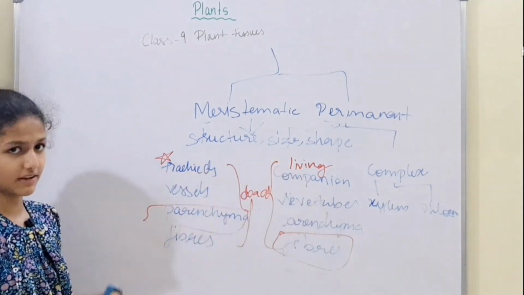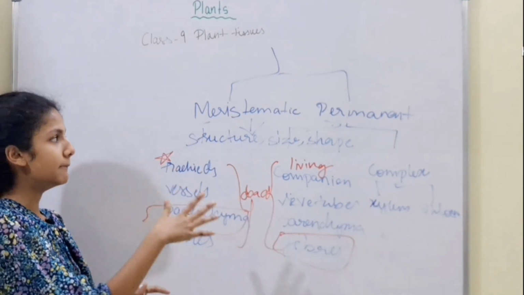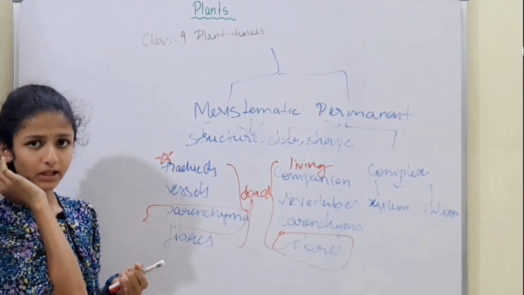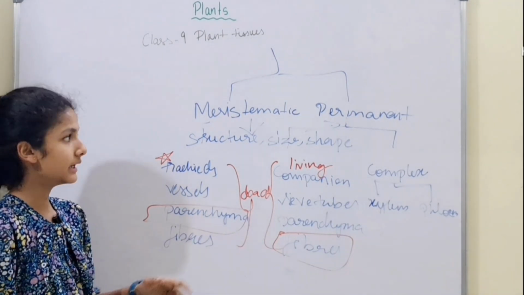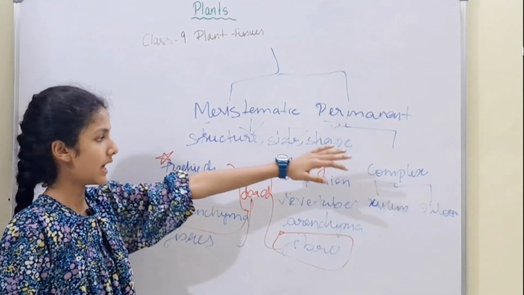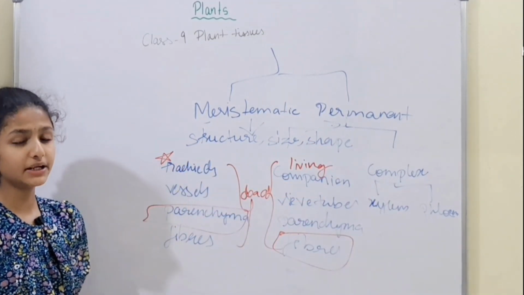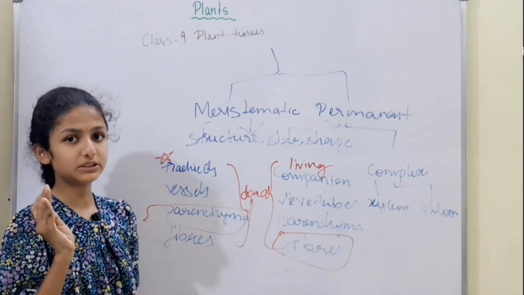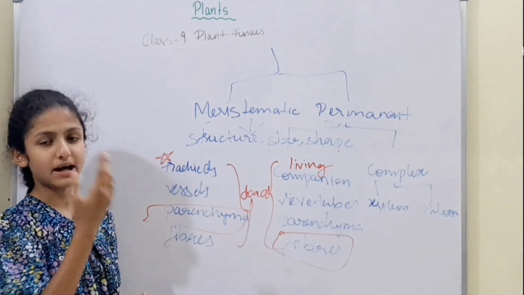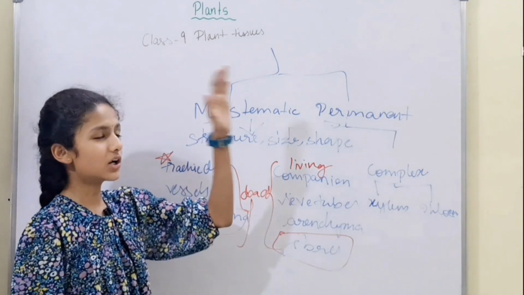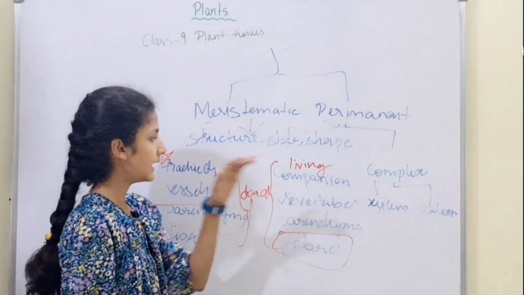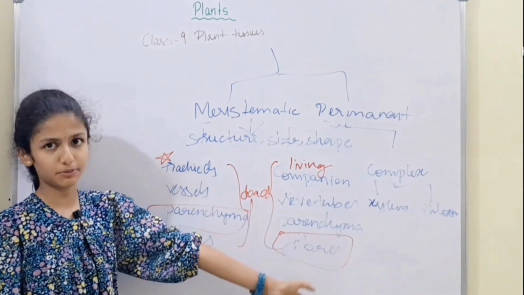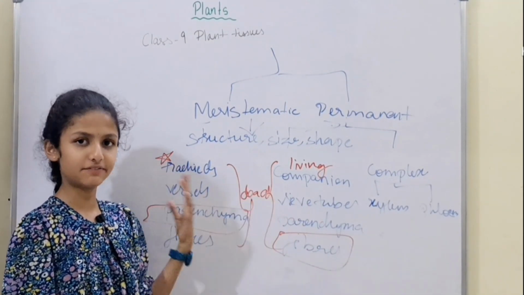The complex permanent tissue also we have completed. The plant tissues, the main thing is meristematic and permanent. In meristematic, we saw apical, lateral, intercalary. In permanent, simple permanent and complex permanent. In simple permanent, we have supportive and protective. In protective, we have epidermis, cork, and wax. In supportive, we have parenchyma, collenchyma, sclerenchyma. And in complex permanent, we have xylem and phloem. In xylem, these are all the things which contribute to xylem, and these are the things which contribute to phloem. And we have seen the differences also.